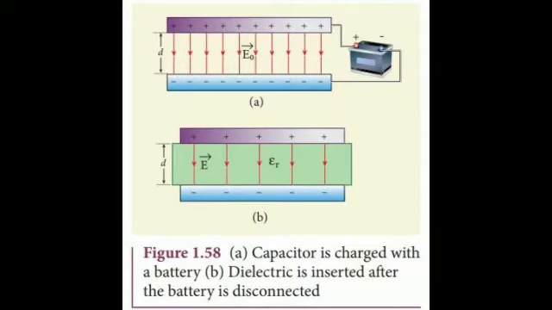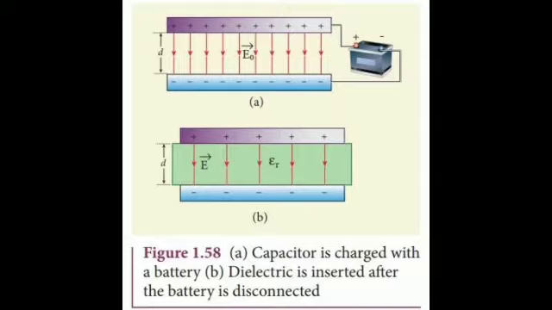Next, effect of dielectric in a capacitor. The dielectric can be inserted between the plates in two different ways. First one, when the capacitor is disconnected from the battery. Consider a capacitor with two parallel plates, each of cross-sectional area A and separated by a distance d. The capacitor is charged by the battery of voltage V0 and the charge stored is Q0. The capacitance of the capacitor without the dielectric is C0 equal to Q0 by V0.